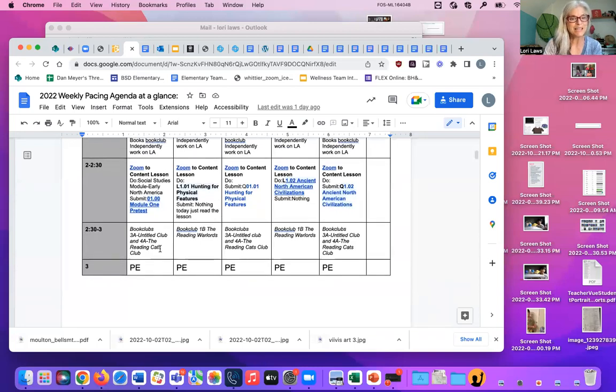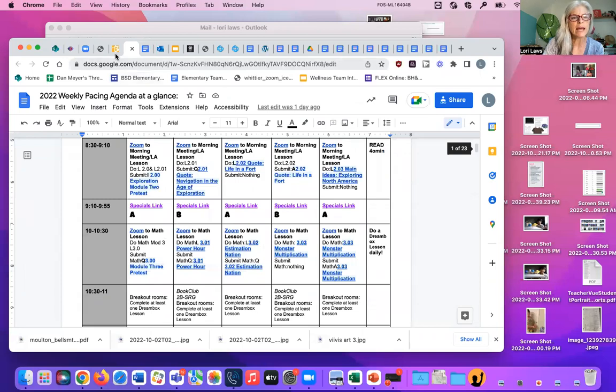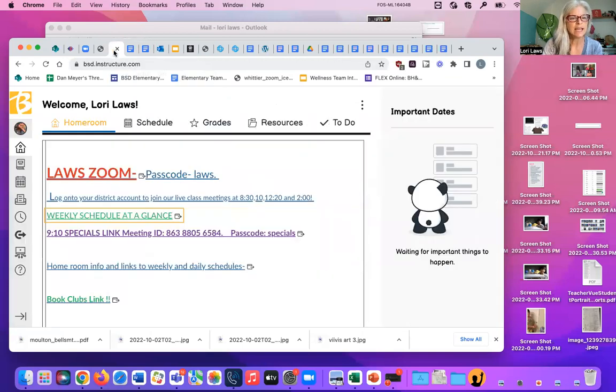And then I have my book clubs at 2:30. So 3A and 4A today, the Untitled and the Reading Cats Club. Tomorrow, we've got the Reading Warlords. And then again, the 3A, 4As on Wednesday and Friday, the Reading Warlords again on Thursday. So that's our week at a glance.